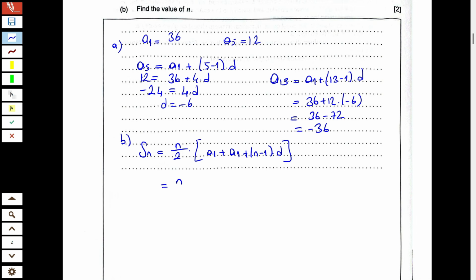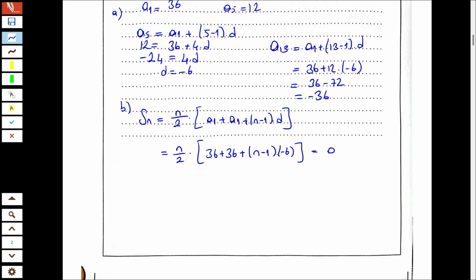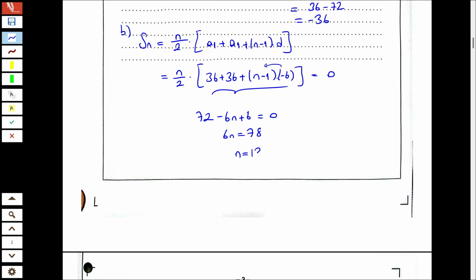We write a sub 1, which is 36, and we found the common difference, which is minus 6. Just simplify here and it will be equal to 0. From here we can say that the expression in the parentheses will be 0, which is 72. If we distribute minus 6 into the parentheses, minus 6n plus 6 equals 0, right? 6n will be 78 and n equals 13.